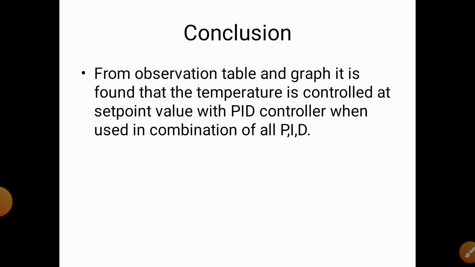What is the conclusion from this experiment? From the observation table and graph, it is found that the temperature is controlled at the set point value with the PID controller when used in combination of all P, I and D. Suppose we have set the value to 50 degrees Celsius, then the temperature is controlled at 50 degrees Celsius plus or minus 5 degrees Celsius with the PID controller when used in combination of all PID. So we get the best readings when we use all three together, PID. This is the conclusion.